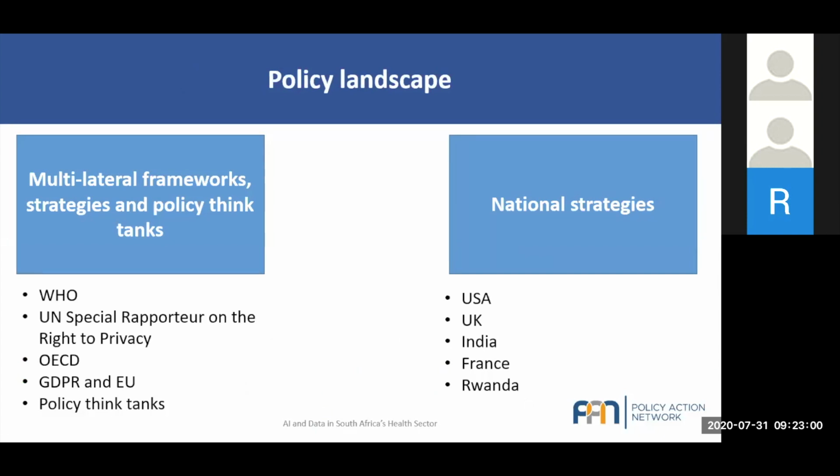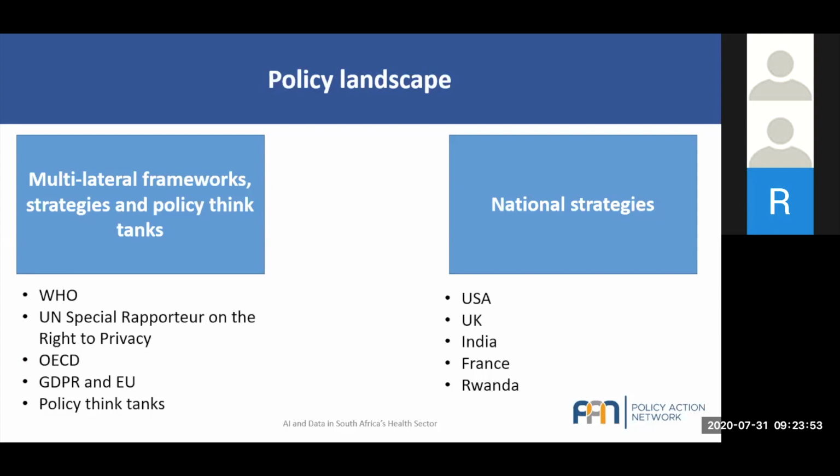What I will say is that whilst it's difficult to visualize the developments we've made in the AI sector, I wanted to make a point that we are not starting from scratch, specifically from a policy point of view. I was surprised to note that there are a host of multilateral frameworks and strategies in place, not just from these huge bodies of multilateral leaders such as the World Health Organization and the UN, but there are also policy think tanks and advocacy groups that have come up with guiding principles and frameworks specifically focused on the ethics of data and the ethics of using AI in relation to health data.